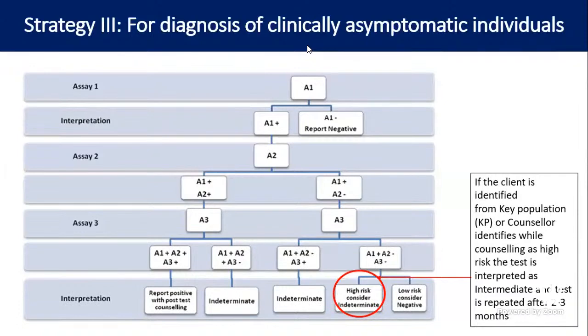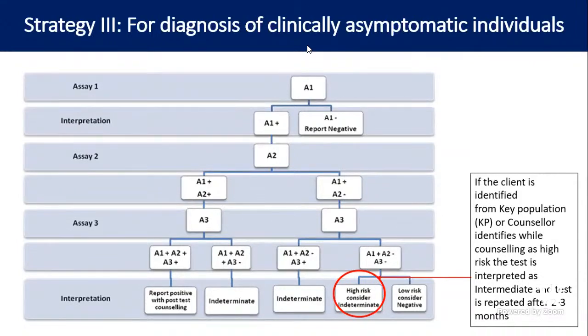Now, looking at the combination of the first, second, and third tests, you can have the following combinations, which are to be interpreted in the following way. If all 3 samples are positive, that is the first, the second, and the third, all 3 tests are positive, you report it as a positive HIV infection, and that person is advised to undergo post-test counseling and further attachment or referral into the HIV program.